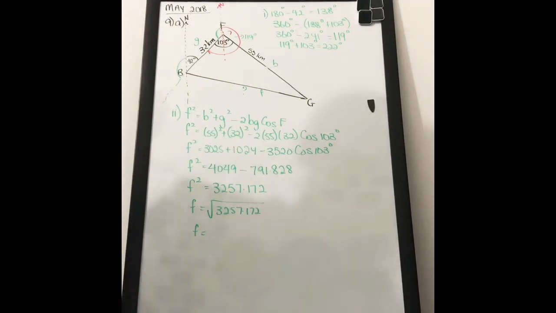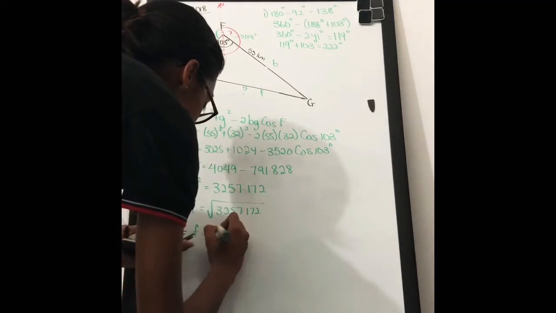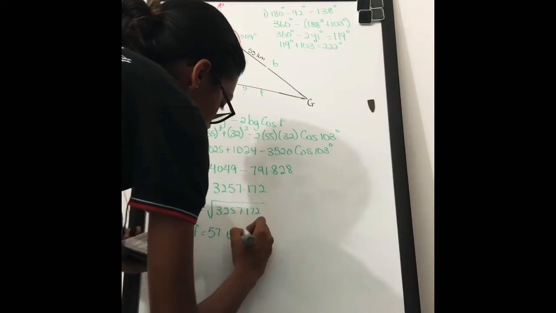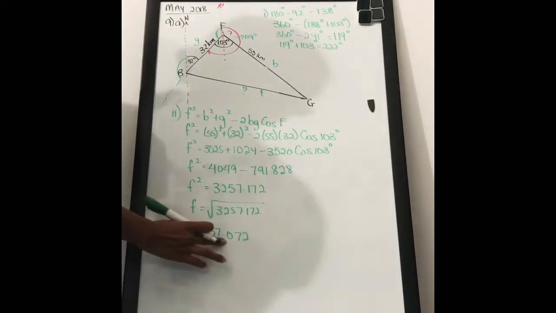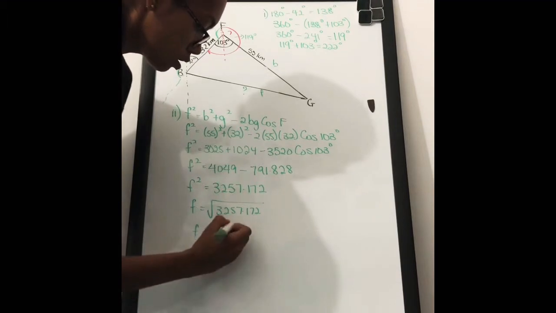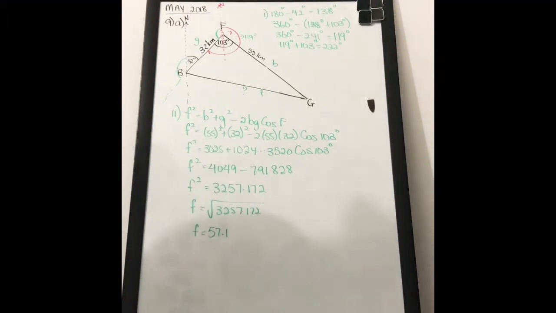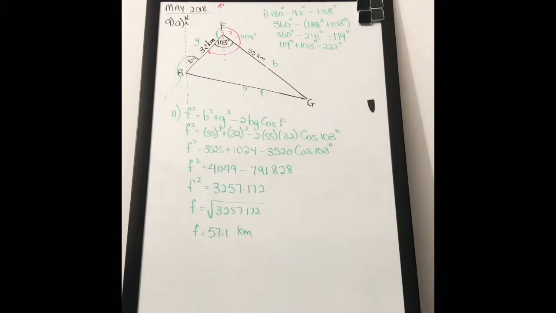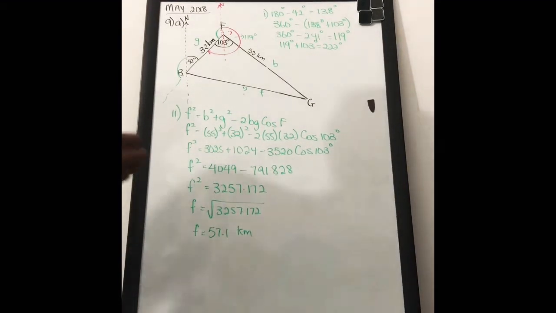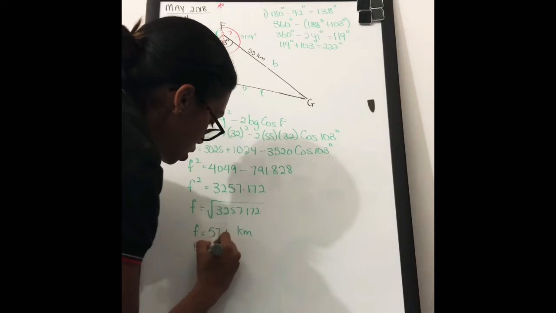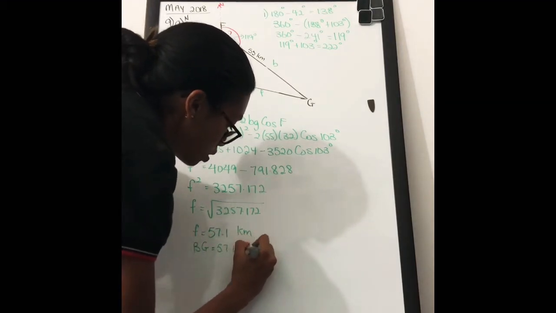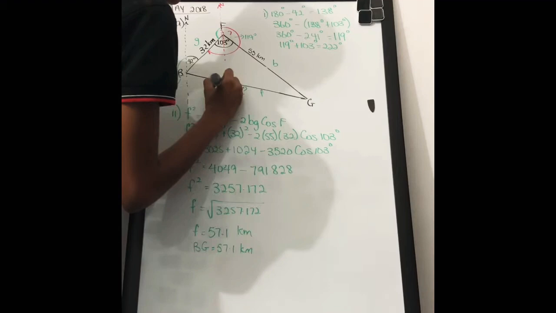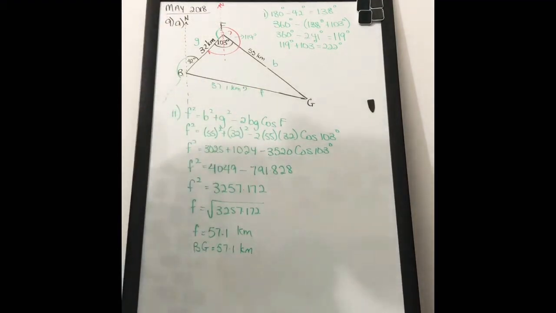they said in the question also 1 decimal place, right? So we had 57 point, all right, it's 57.072. So to 1 decimal place it will be 57.1, right? 57.1, and don't forget the unit, which was kilometers. Yeah, kilometers. So that was the length of BG, right? So BG is equal to 57.1 kilometers.